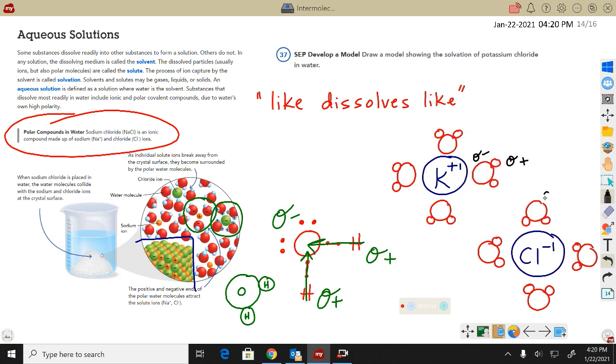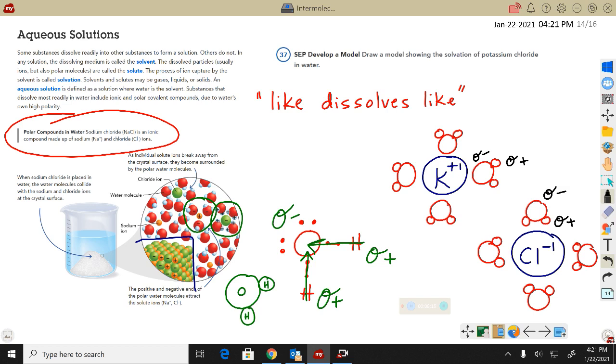So here was the partially negative oxygen, but I want the partially positive hydrogen to form a shell of hydration, or a shell of water molecules that will totally surround that ion. And again, these guys will be pretty stable. They'll swim around in the solution until I do something like evaporate the water.